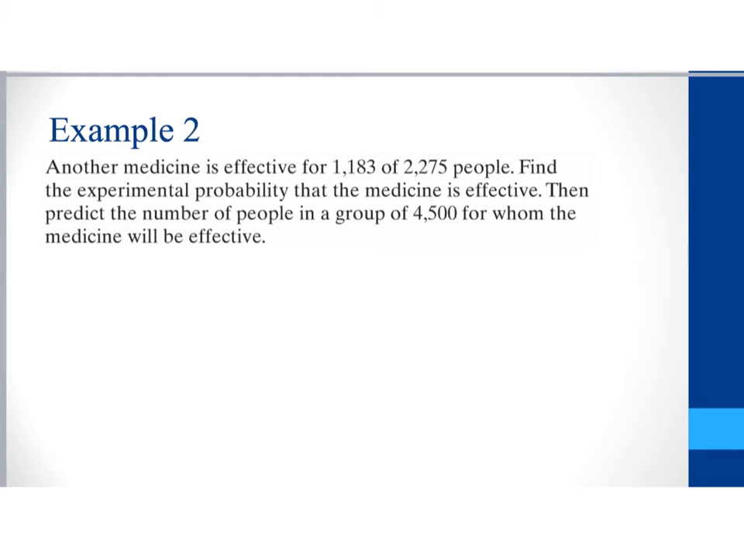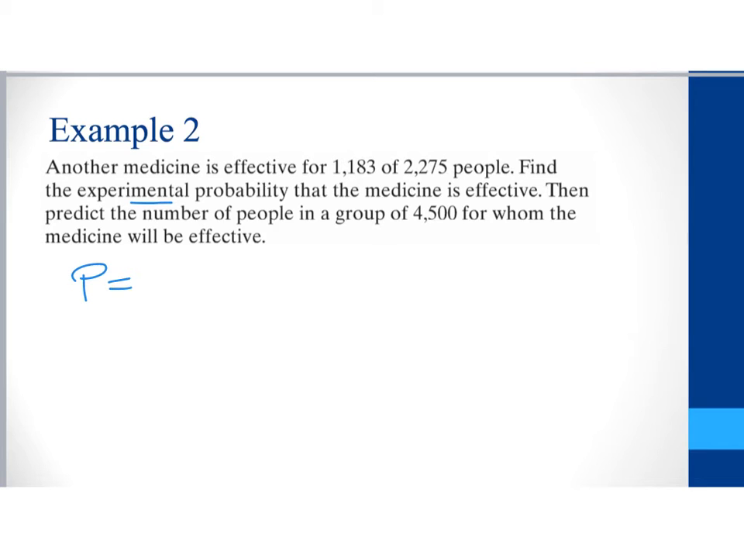Now, example 2 is very similar to example 1, so I would suggest that you pause the video, try to work this out yourself, and then continue to play it to see if you were correct. So for example 2, it says another medicine is effective for 1,183 of the 2,275 people. We want to find the experimental probability that the medicine is effective.